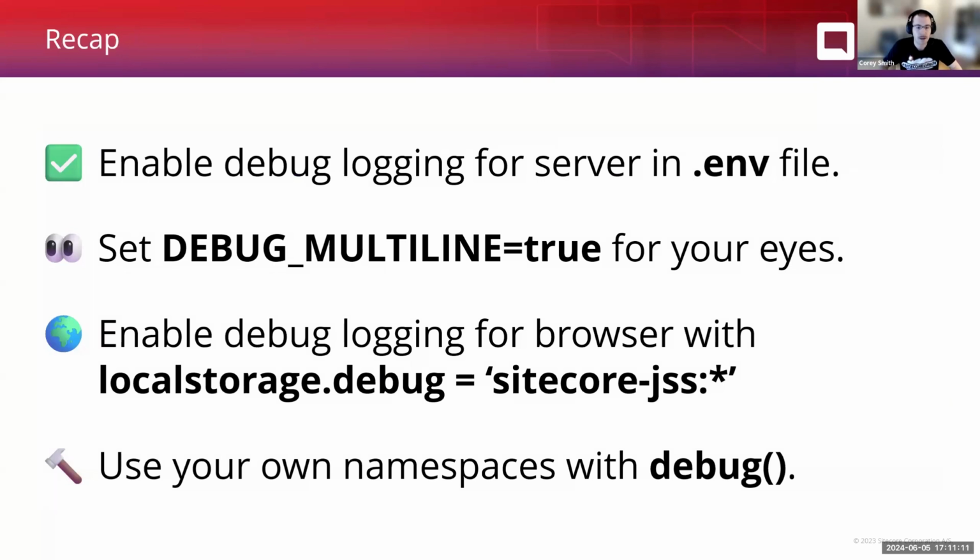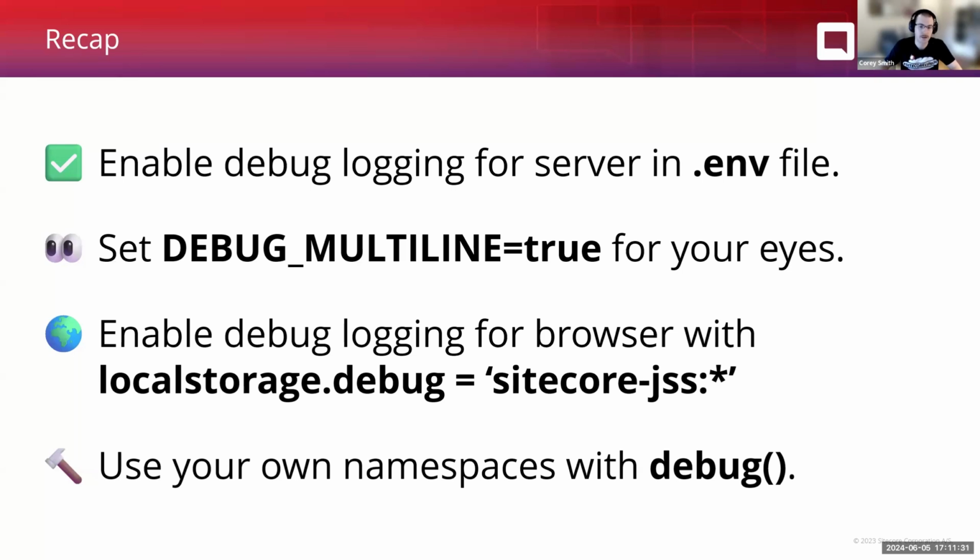So to recap, you can enable debug logging for the server in your .env file, set debug multi-line equals true for better readability. You can enable debug logging for the browser by setting the debug property on local storage in your browser console. And you can actually create your own namespaces.